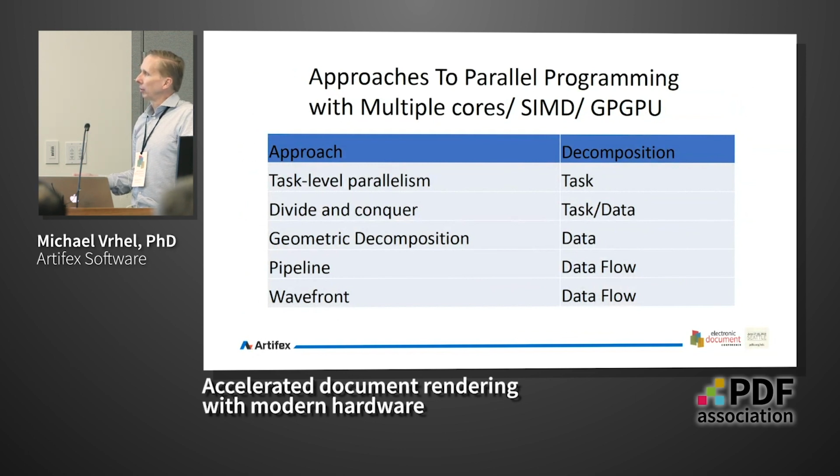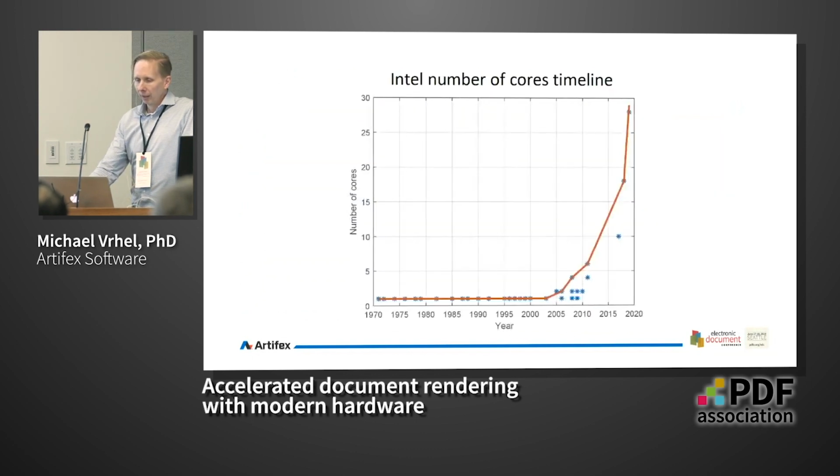And there's an approach that's called a wavefront. For example, if I'm doing error diffusion on a page, you can think of this as going through the page and halftoning it. There's a decomposition I can do on that. So again, we have the multiple cores, single instruction multiple data, and GPGPUs. So let's talk about cores first.